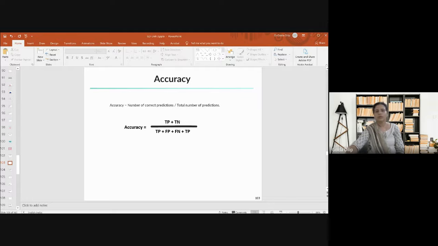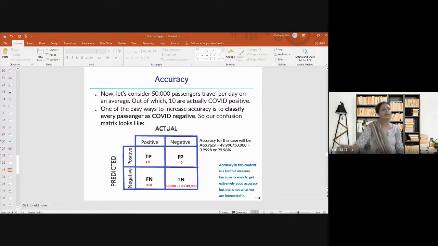Okay, fine. So now let's consider 50,000 passengers travel per day on an average, out of which 10 are actually COVID positive. One of the easiest ways to increase the accuracy is to label every passenger as COVID negative. If you do that, this is how your confusion matrix will look.